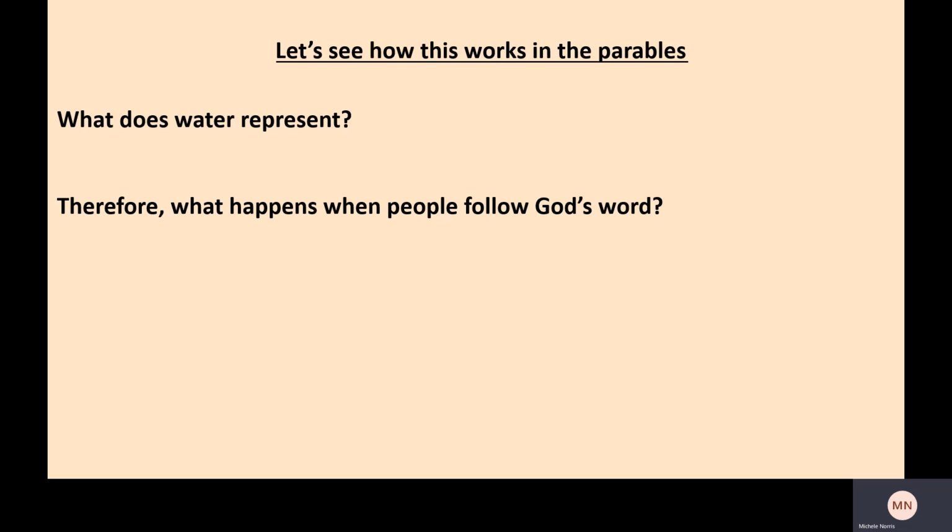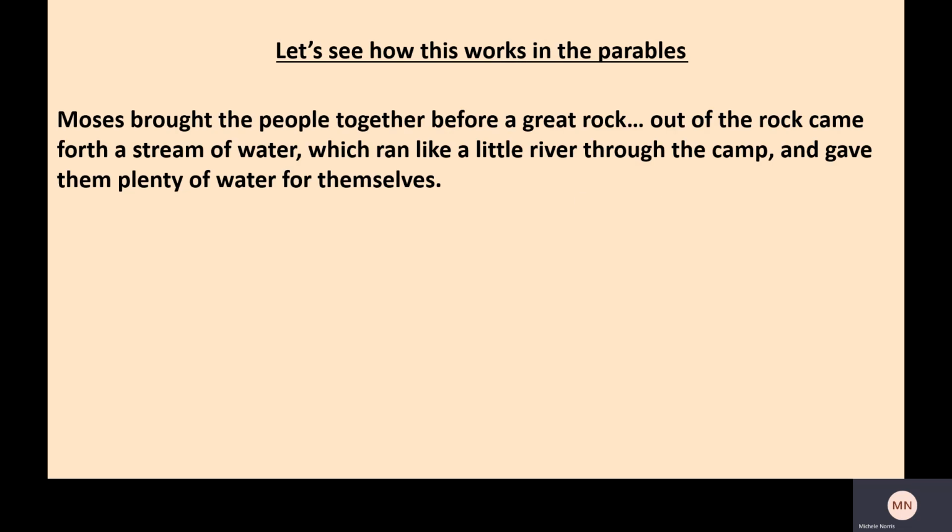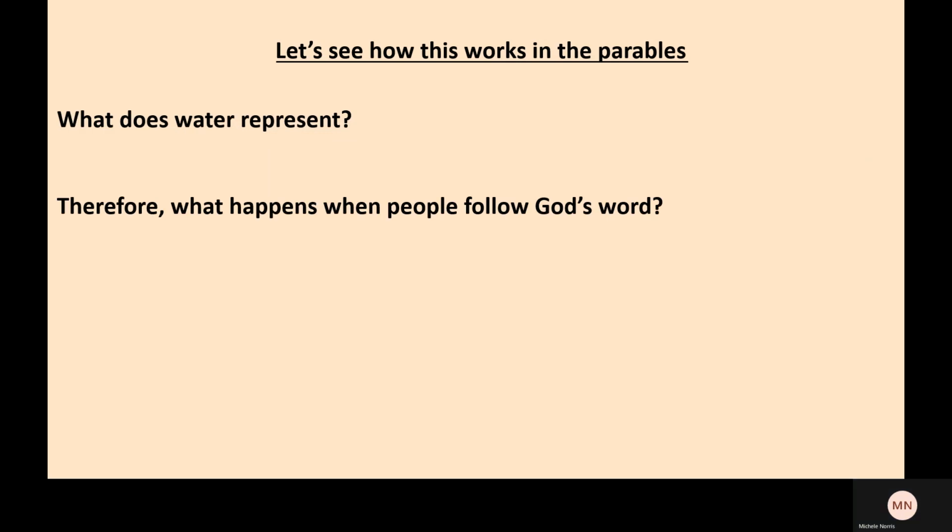Okay, let's just have a look back at that extract. So Moses brought the people together before a great rock. Out of the rock came forth a stream of water, which ran like a little river through the camp and gave them plenty of water for themselves. So this water actually could be symbolic of life and hope, obviously, because we can't live without water. Okay, so that's what this water could be symbolic of.